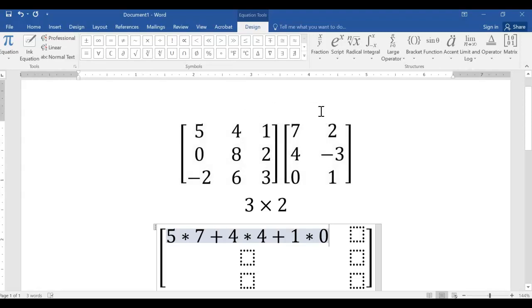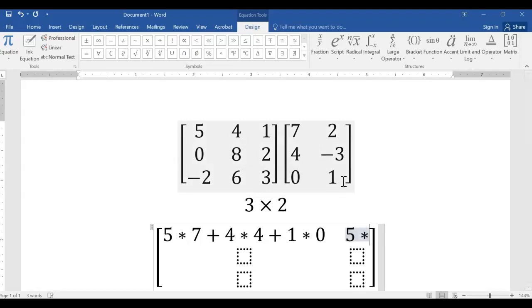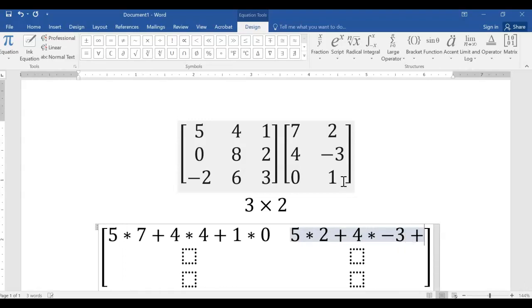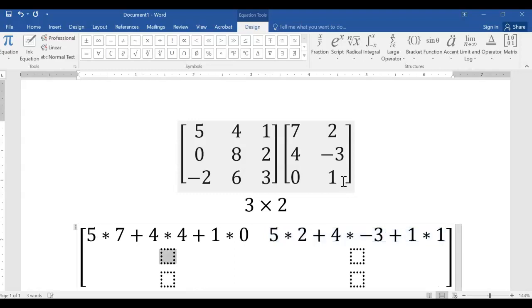Then we take 5, well, then we go into the next entry here. We're going to go 5 times 2, 4 times negative 3, 1 times 1. All right. Then I go to row 2. So row 2 is 0, 8, 2. 0 times 7, 8 times 4, 2 times 0. So 0 times 7 plus 8 times 4 plus 2 times 0.